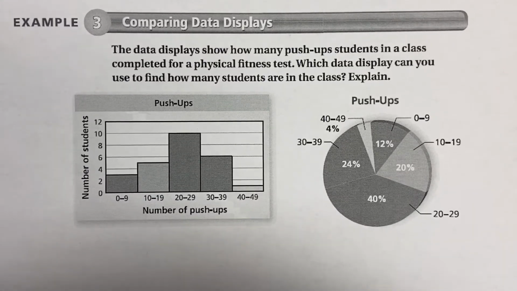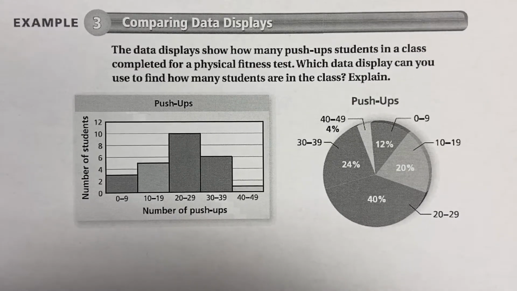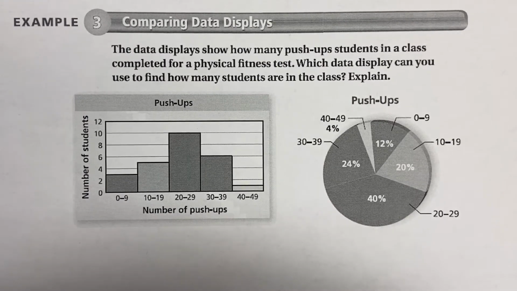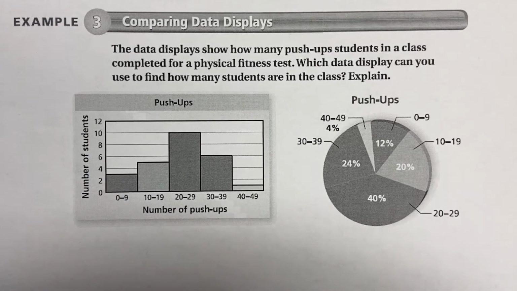Today we're talking about comparing data sets. We've been working with bar graphs and circle graphs, and now we're doing a circle graph and a histogram because, well, we're learning about histograms. This is 8.3.3. The data display shows how many push-ups students in a class completed for a physical fitness test.